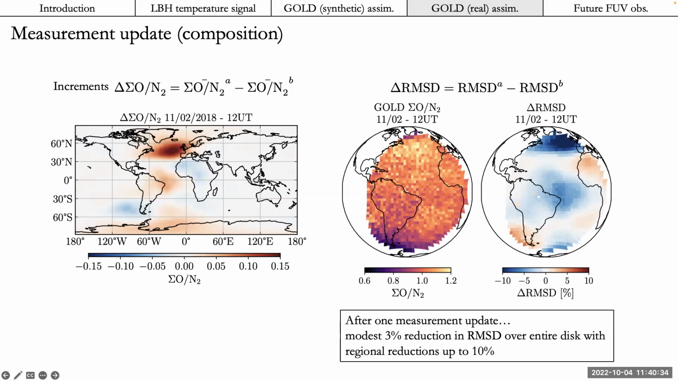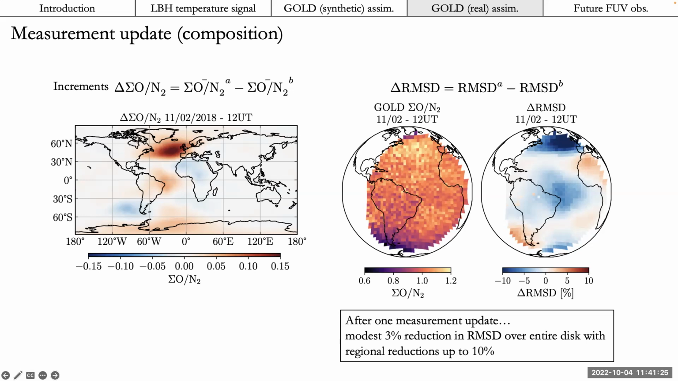At this time, there's a modest decrease in the RMSD of 3% over the disk, but there are regions, particularly in the higher latitudes, that see a 10% decrease in RMSD, meaning WAM specification of O to N2 is in better agreement with the GOLD retrieved O to N2 after the assimilation of the 2-channel ratio. And just remember that these results are only a single measurement update, and the performance will change when GOLD observations are assimilated over a longer period of time. But nonetheless, this is an example that by assimilating GOLD radiances, we can update the thermospheric structure beyond temperature, such that the model is in better agreement with independent observations.